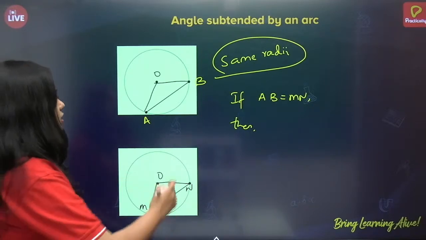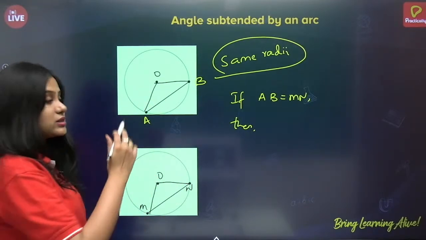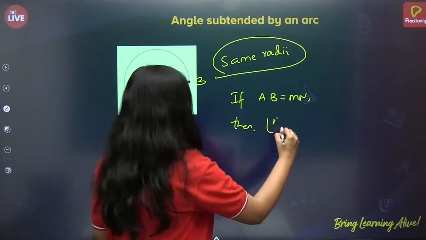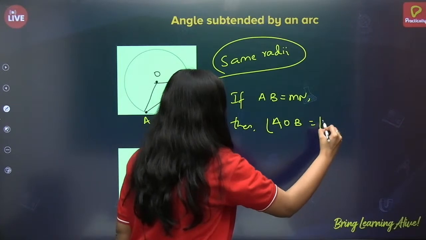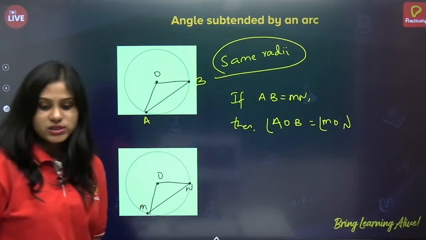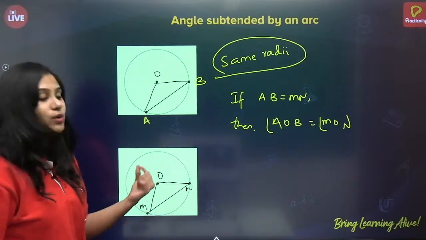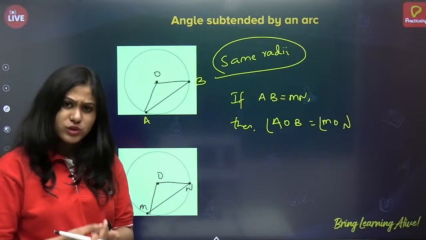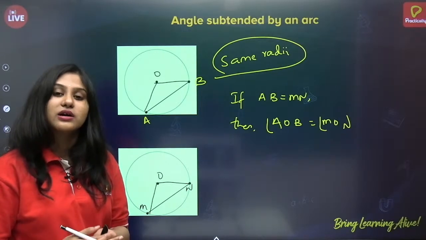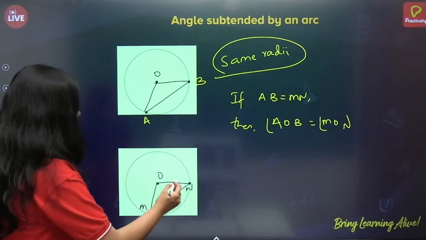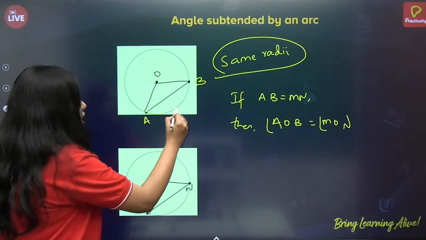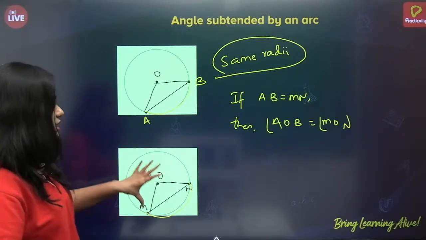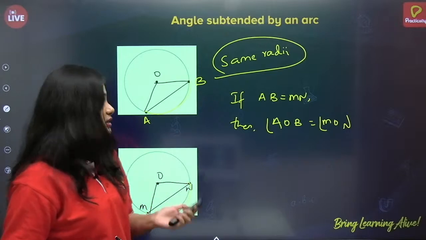Fine. So here both radii are the same. That is, they are congruent circles. And given AB is equal to MN, then we know that angle AOB is equal to angle MON, which we have seen in the first theorem. That is, equal chords subtend equal angles at the center. But what about equal arcs? Do they also subtend equal angles at the center? Of course they do. Because if MN is equal to AB, then this arc length is also equal to this arc length, correct? So even these equal arcs subtend equal angles at the center.